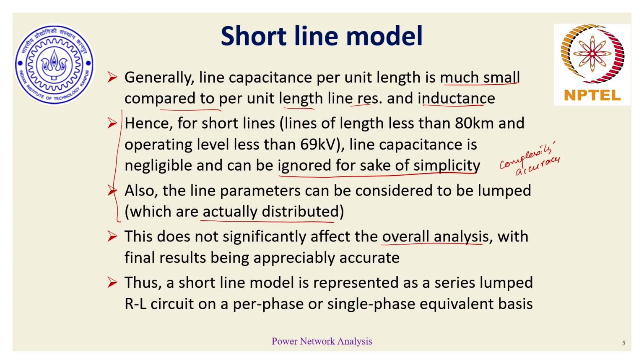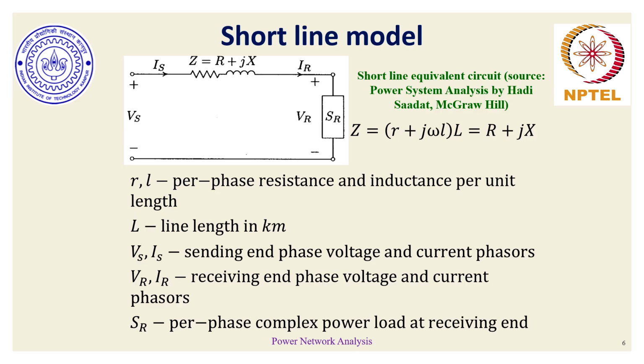So essentially, if line capacitance is out of the window, if it is ignored, the short line model is nothing but a series lumped RL circuit on a per phase or single phase equivalent basis, which looks something like the figure shown over here.